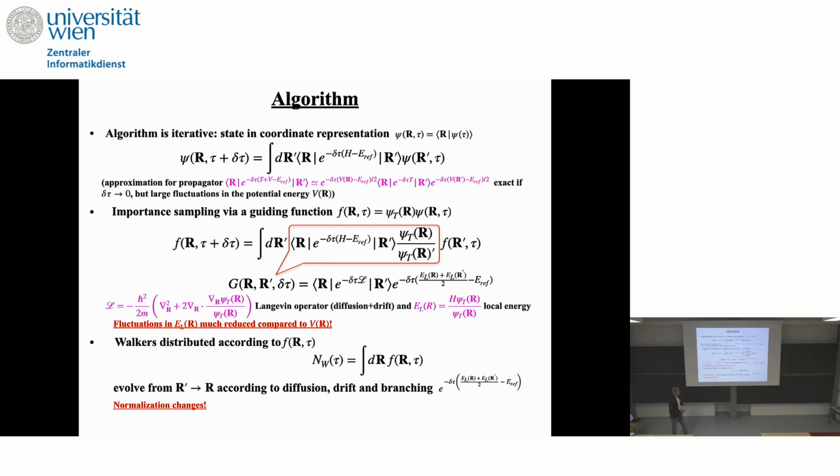And so finally, you solve iteratively for this F. Okay, so you have a certain number of what are called in our jargon walkers, so points in configuration space, which are distributed according to this function f, and you have a certain number of them that depends on time, okay? And so your distribution evolves from R prime to R according to diffusion, which is given by this term here, drift, and branching. And the branching is provided by this exponential term. And of course, this is what makes the normalization change during the evolution of your distribution.